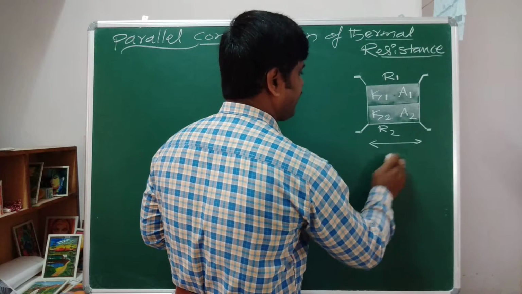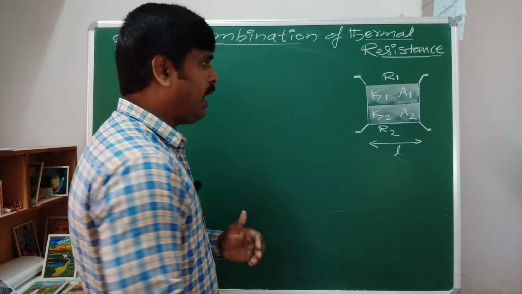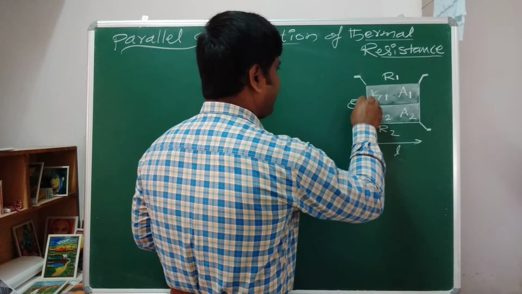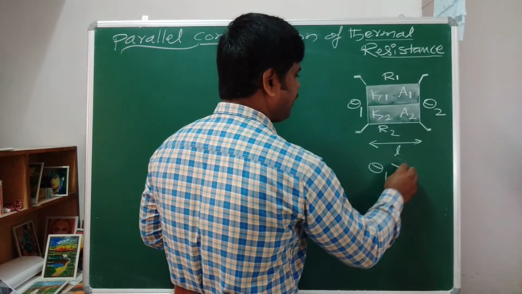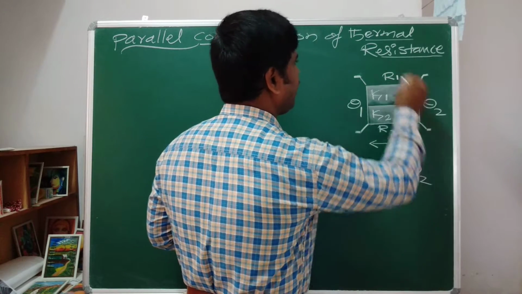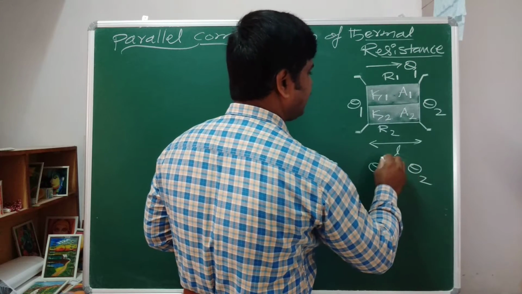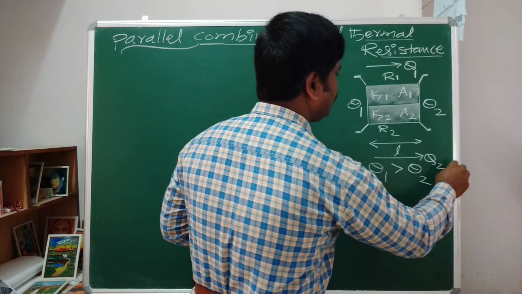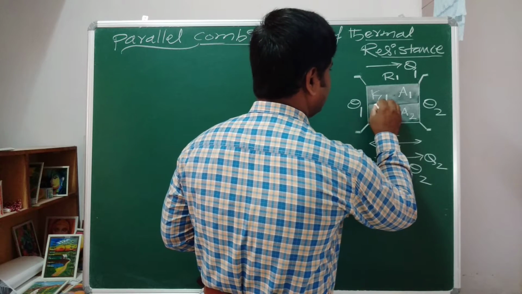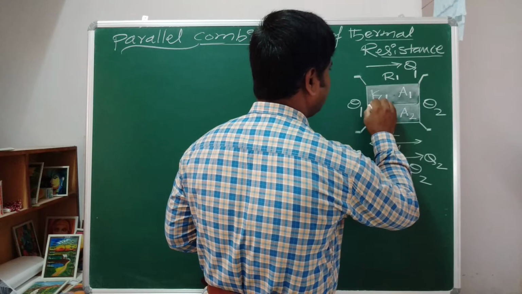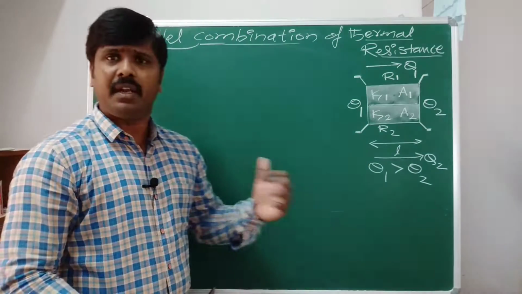Here what is the same? Length is the same. In series combination, area is the same. The temperature differences are θ1 and θ2. Heat flows from the higher temperature area to the lower temperature area, so the heat flows are Q1 and Q2. Because the areas of the two substances are different and the length is the same, the heat flow is different.